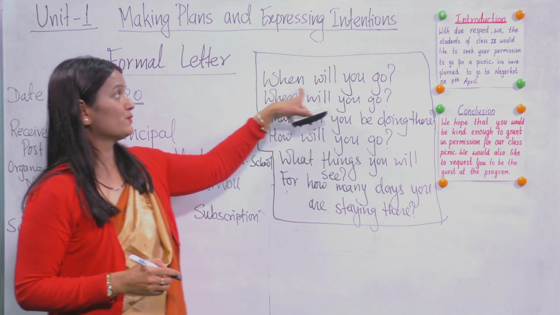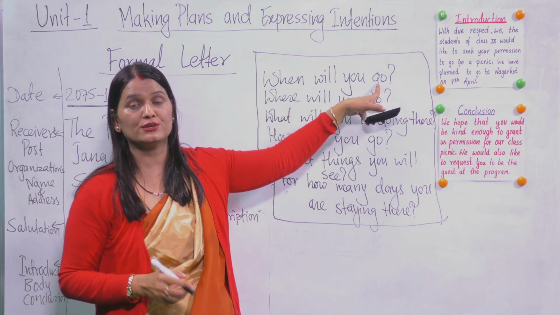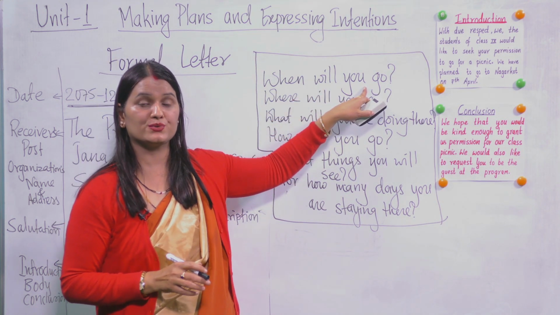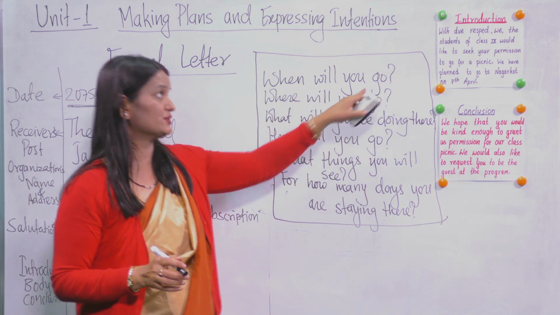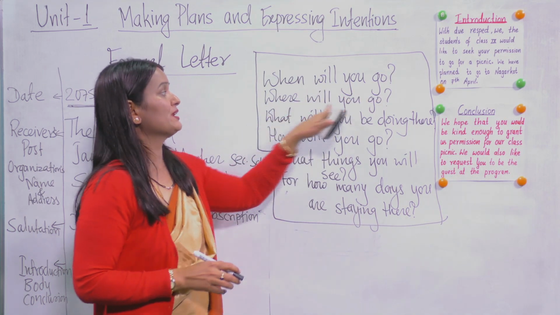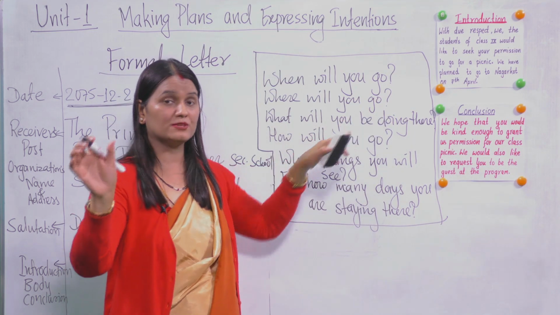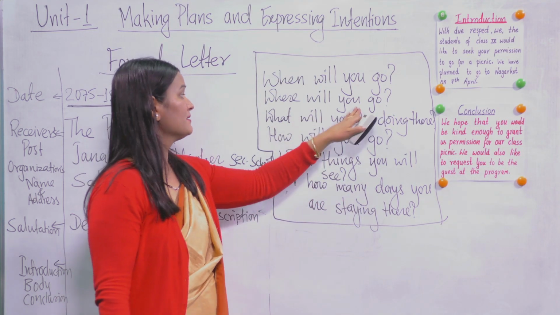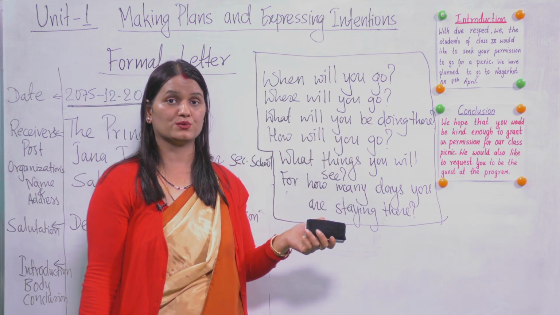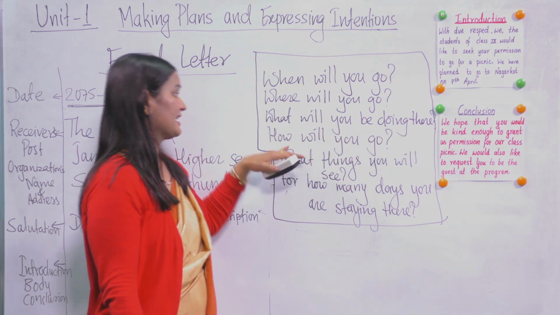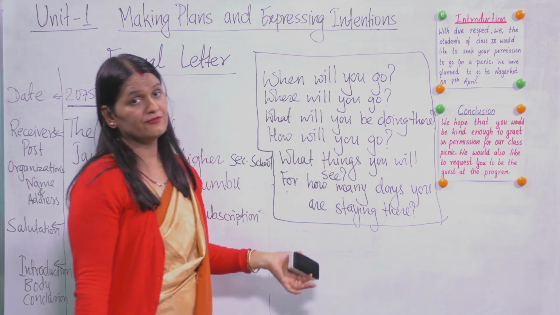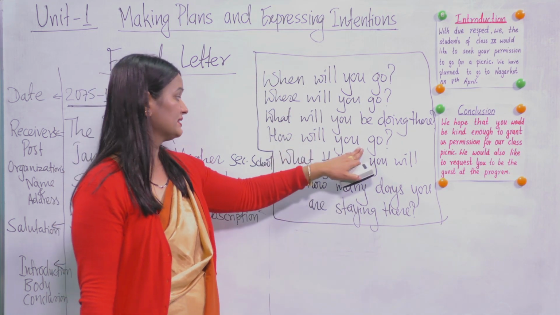Okay, first one, when will you go? As I have told you, think about some long vacation, and then you can request your head teacher or your class teacher so that they will grant your request. Then, where will you go? Okay, the certain place you have to decide and then plan. What will you be doing there? Okay, what are the things you would like to do? You have to think about that. And how will you go? Okay, you are planning to go by bus or on foot or what? You will think about it.